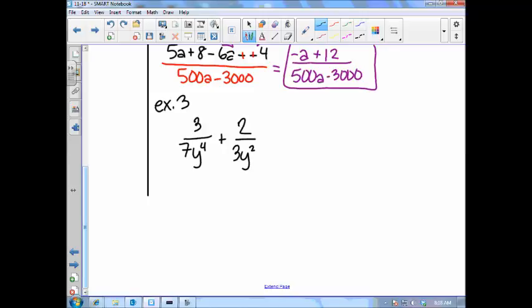Okay, I want you to turn to your neighbor and discuss. We did a couple practice problems on the board with regular fractions, remember, of how to come up with a common denominator. Talk about how we can make 7y to the 4th and 3y squared the same denominator, common denominators. Come up with some ideas. What can we do? Similar to what we did over there on the board with 1/3 plus 1/2.